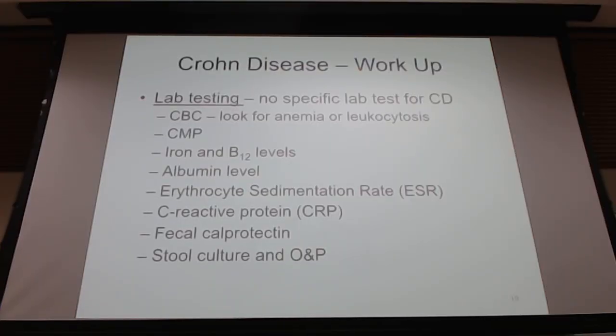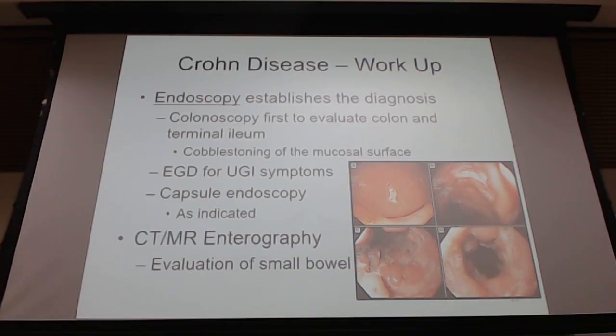But how are we going to determine the diagnosis? Endoscopy. Typically a colonoscopy first, to evaluate the colon and terminal ileum. We should see cobblestoning in there. And then if need be, because we're talking about the entire GI tract versus ulcerative colitis, which would just be in the colon, we're going to evaluate for ulcerative colitis. We can get by with just the lower endoscopy versus the EGD, esophagogastroduodenal endoscopy. Another thing is capsule endoscopy as well.